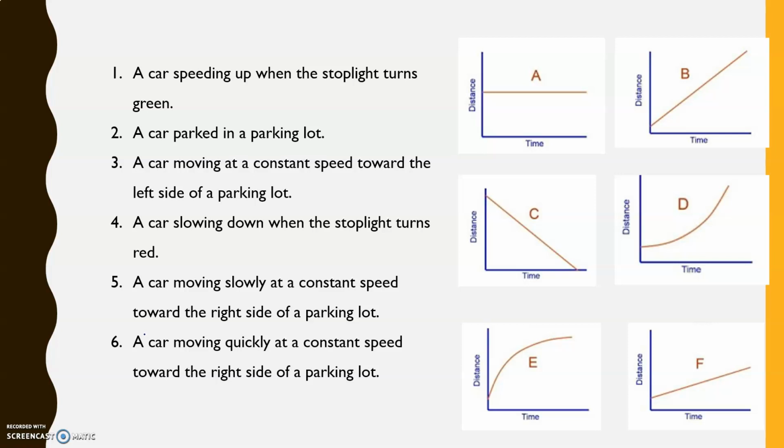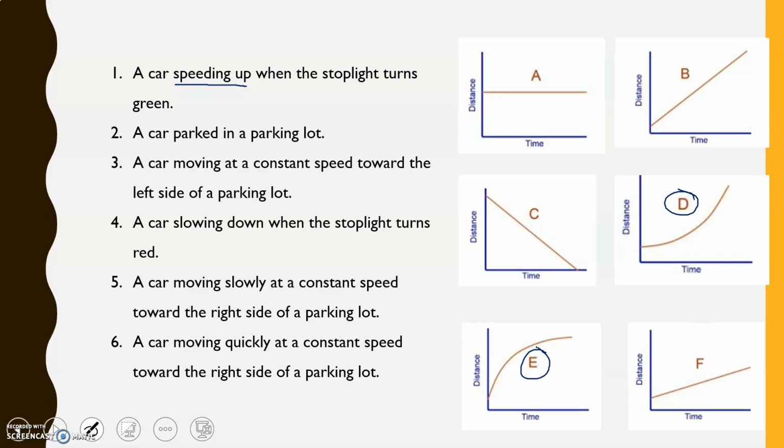Number 1, a car speeding up when the stoplight turns green. All right, so we're using the phrase speeding up. Speeding up is the same thing as increasing speed. Maybe it's going from 0, 5, 10, 15, 20. It's speeding up. All right, so what kind of graph do you think this goes with? I'm hoping that your thought process is that it's some sort of curved line because the speed is changing. It's speeding up. So that means that it could either be graph D or graph E, right?